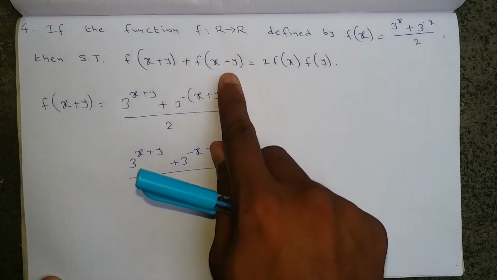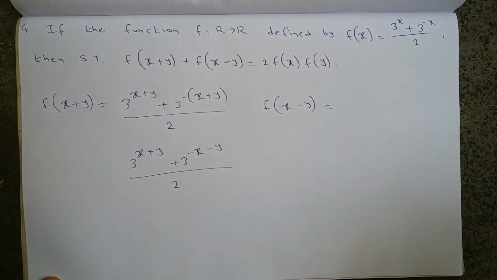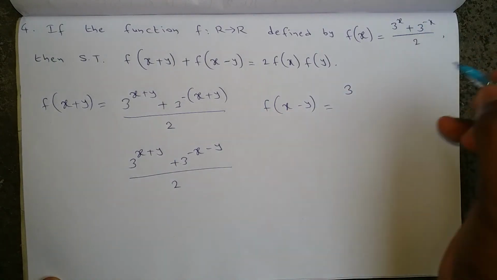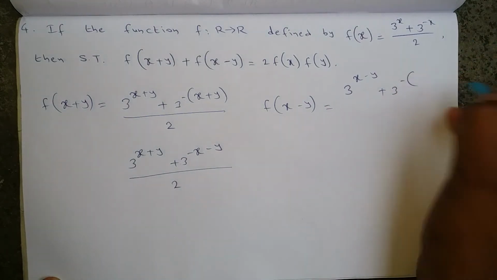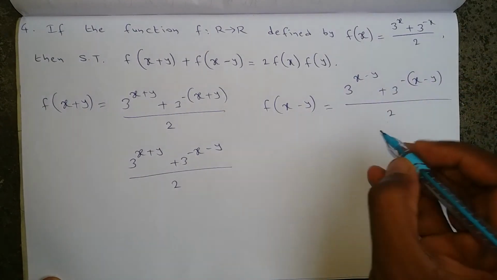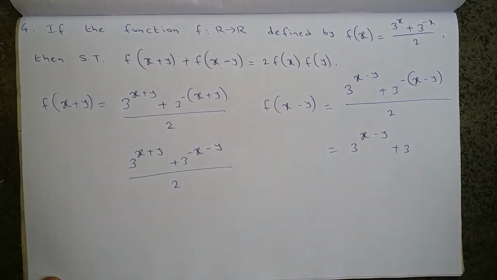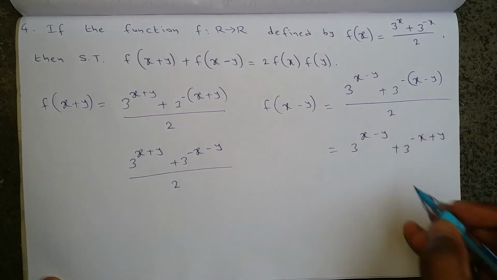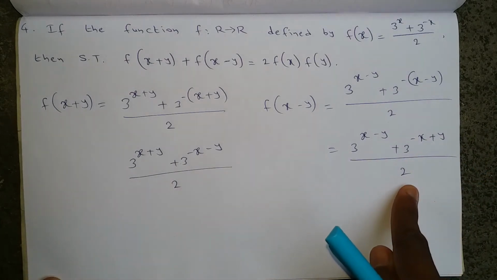The same way f of x minus y, in the place of x we need to substitute x minus y. So we get 3 power in the place of x, x minus y, plus 3 power, here minus is there, so minus bracket in the place of x, x minus y whole divided by 2, which equals 3 power x minus y plus 3 power minus x minus of minus plus y whole divided by 2. This is the value of f of x plus y and this is the value of f of x minus y.